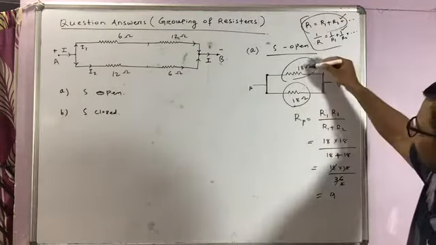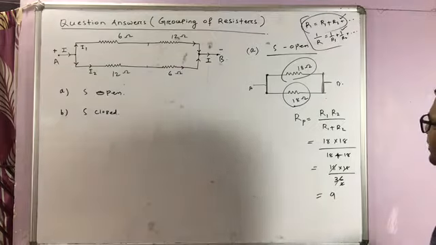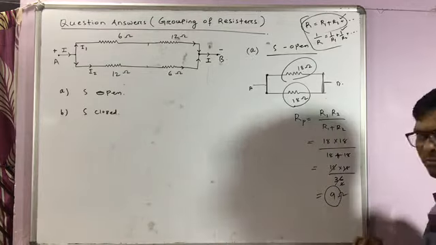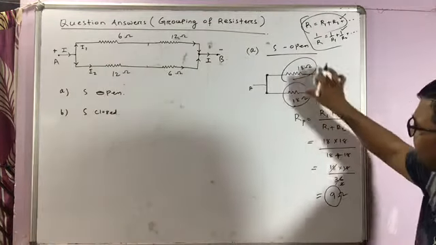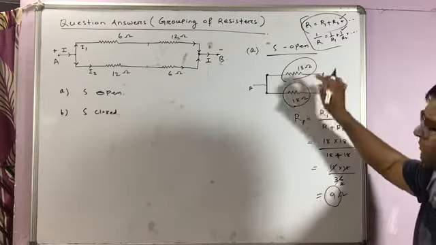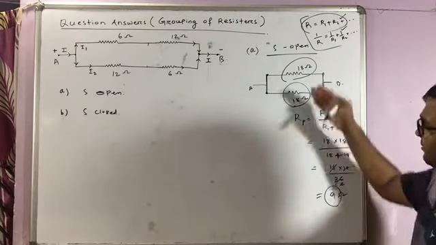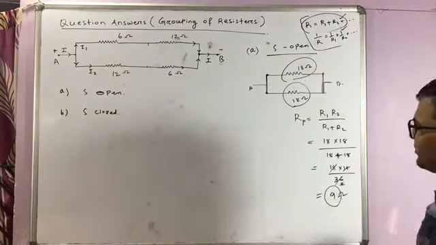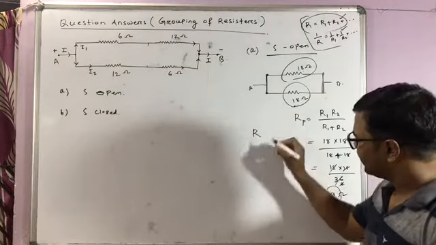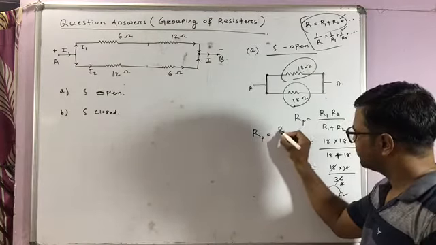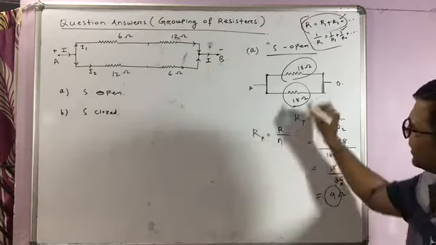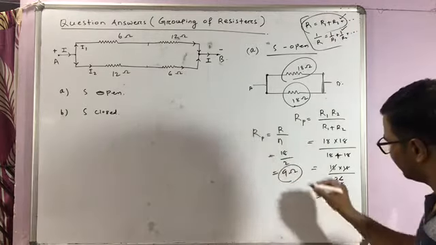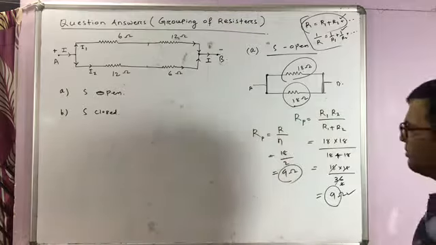Remember, 2 equal resistances connected in parallel, the resistance will be reduced to half of 18. So now the final resistance is 9 ohm. It means the total effective resistance will be half of one of the resistances. But for 2 identical resistors, remember this formula, Rp is equal to R upon N. Here R is your 18, N is 2, so your equivalent resistance is 9 ohm. That is the shortcut formula you should remember.